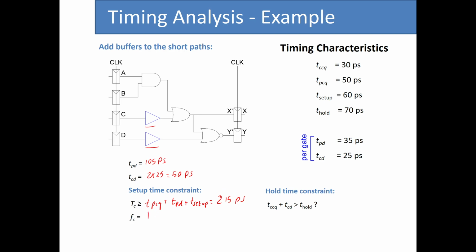Which translates to 4.65 gigahertz for the clock. As for the hold time now, we have TCCQ to now be 30 plus TCD, which is now 50, which the summation of these two, 30 plus 50, is now greater than 70. So that means that this circuit satisfies the hold time constraint now.